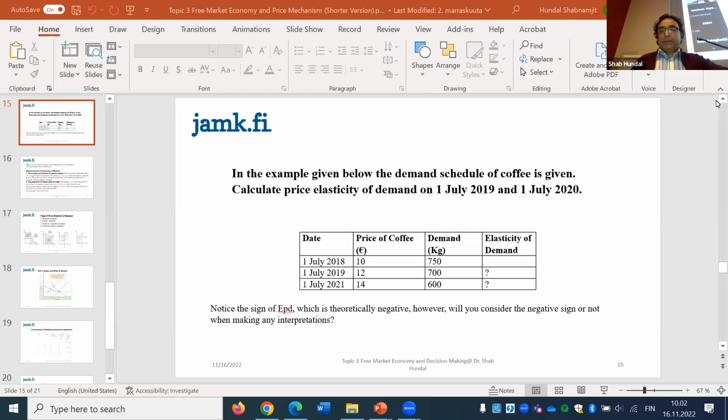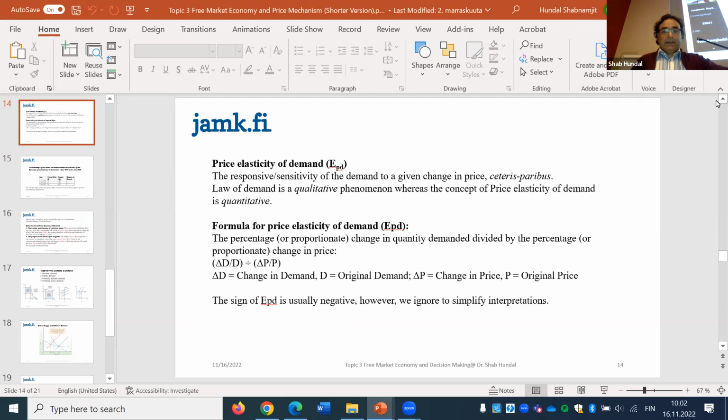And the formula is very simple. It is change in demand. You can see here, delta always represents change in business studies. Change in demand divided by the original demand, put them in a bracket, and everything divided by change in price divided by the price.